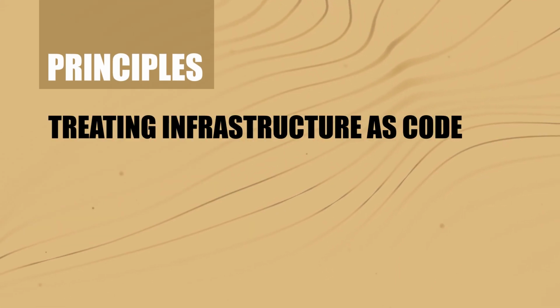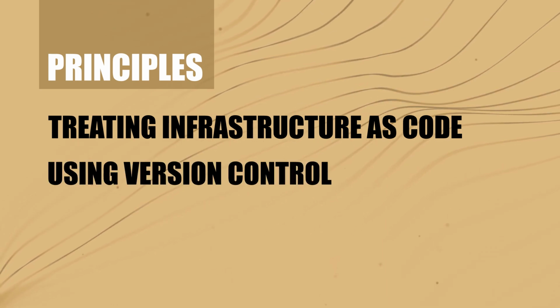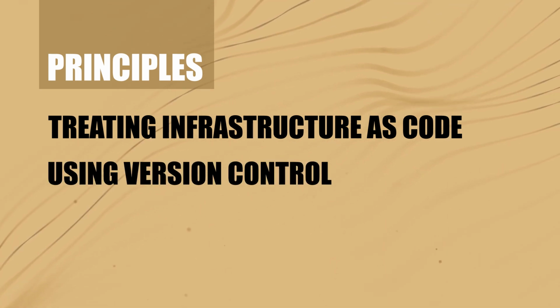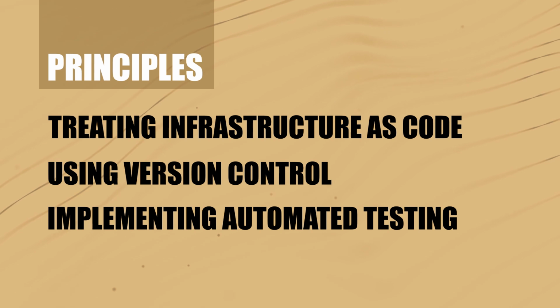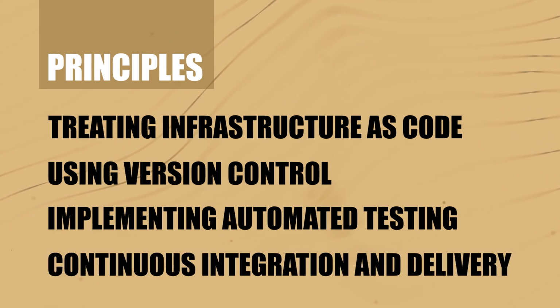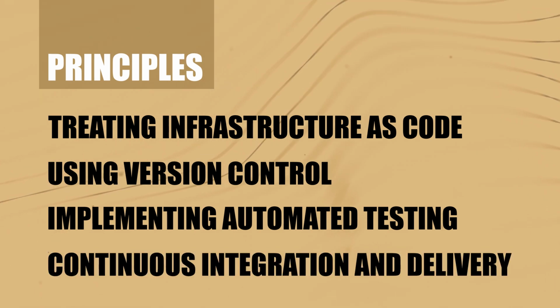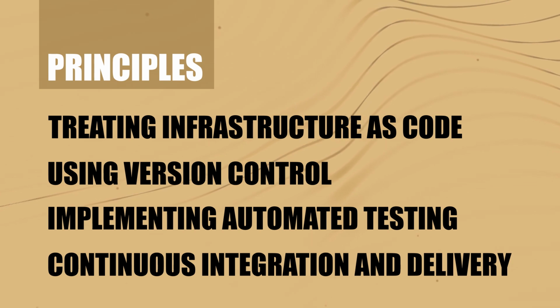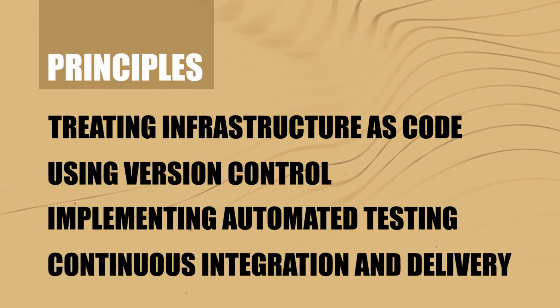The principles of infrastructure as code include treating infrastructure as code, using version control, implementing automated testing, and continuous integration and delivery, or CI/CD. One popular tool for implementing IaC is Terraform.